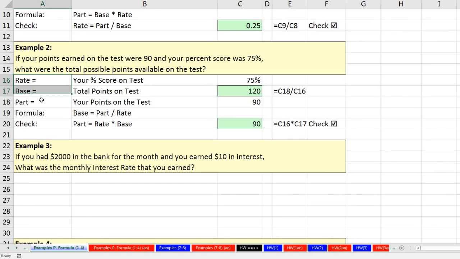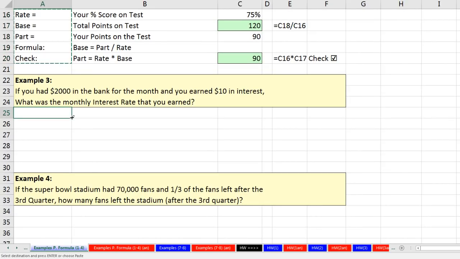All right, now let's copy our labels, Control-C and Control-V for problem number 3. If you had $2,000 in the bank for the month, and you earned $10 in interest, what was the monthly interest rate that you earned? Now, later at the end, the last 2 weeks of this class, we'll talk about finance. For this example, we had $2,000 in for the whole month, and they're going to pay us a flat monthly interest rate, and they paid us $10. So it sounds like we do not have the rate. They're asking us for this rate.